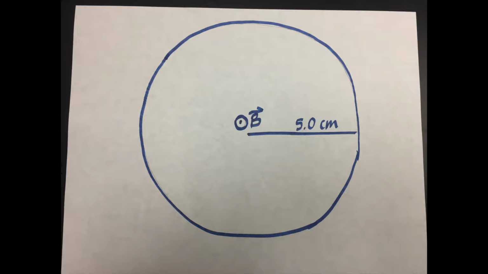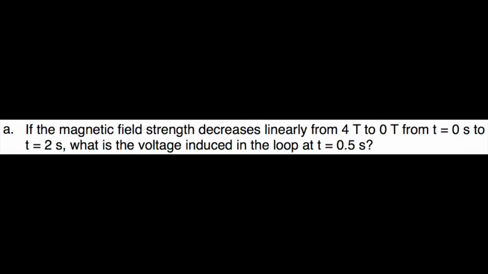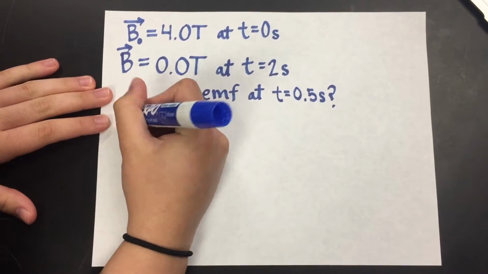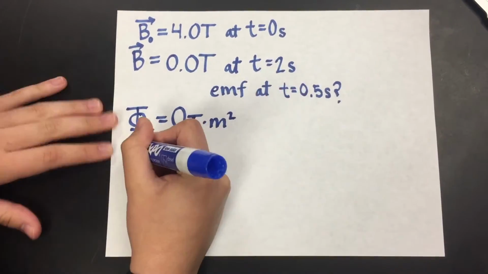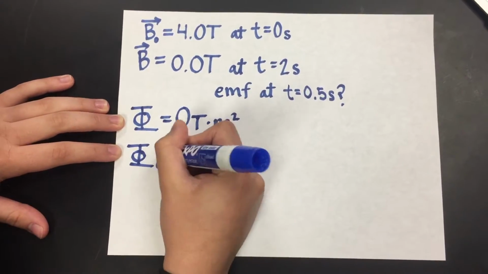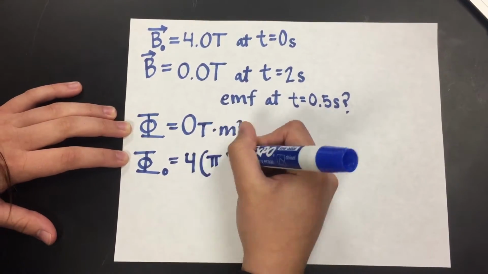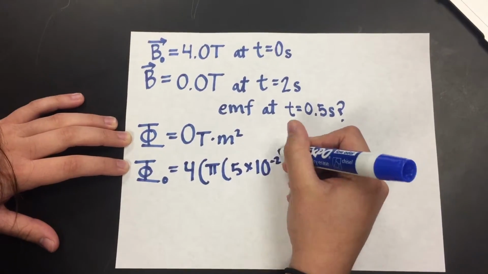It is also important to recognize that the magnetic field vector points in the same direction as the perpendicular of the area of the loop. Therefore, the angle between these two is 0. The magnetic field strength at t equals 0 seconds is 4 Tesla, and at t equals 2 seconds is 0 Tesla. Therefore, the magnetic flux at t equals 2 seconds is 0 Tesla meters squared.